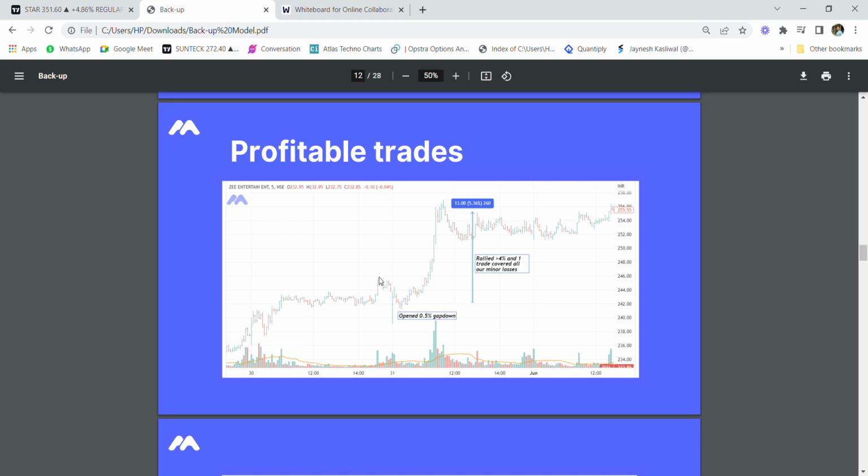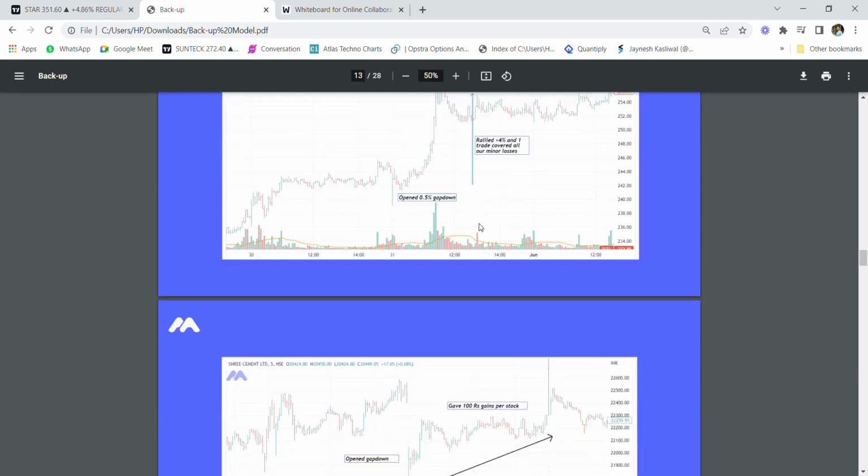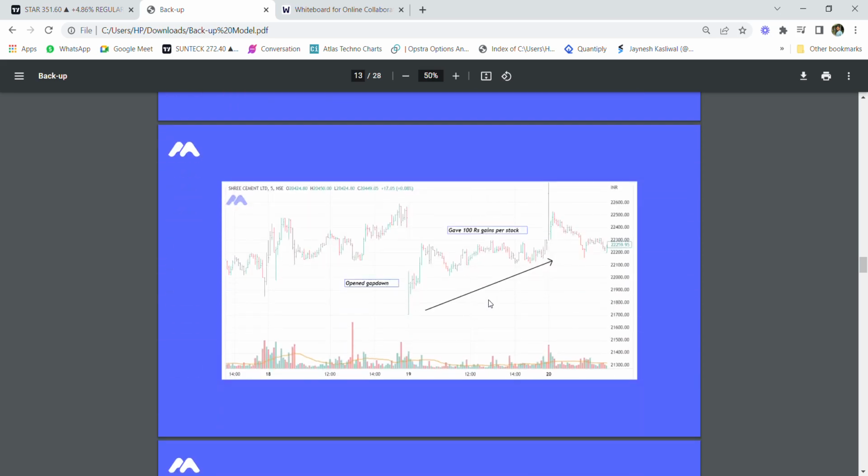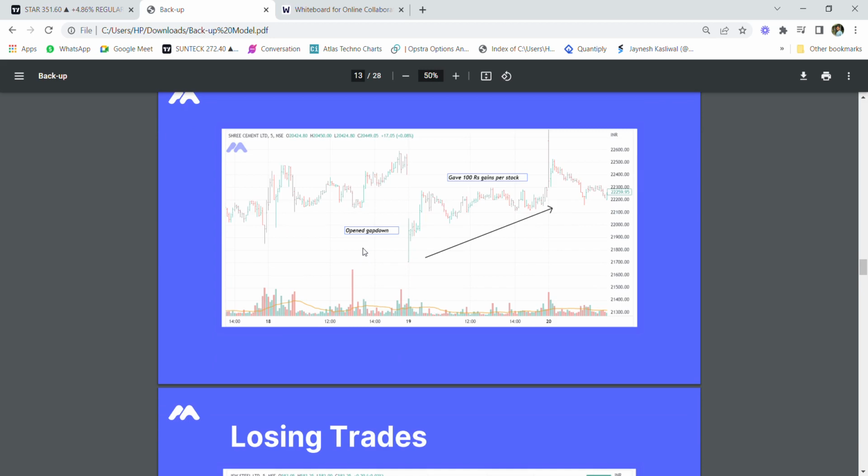Now Z opened around 0.5% gap down, and this was a live trade that was given on the 31st of June, and the stock moved around 5.3% up on that particular day. A similar example is Shri Cement, where the stock opened gap down around 2 to 3%, and the stock gave around 100 rupees per share.